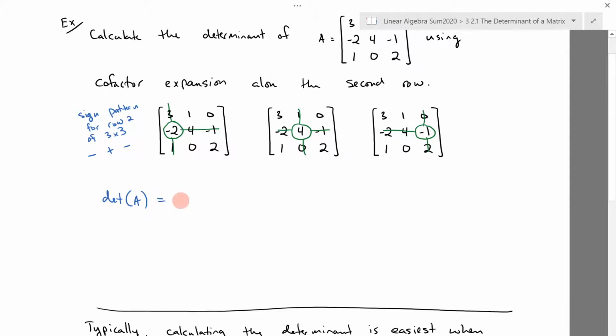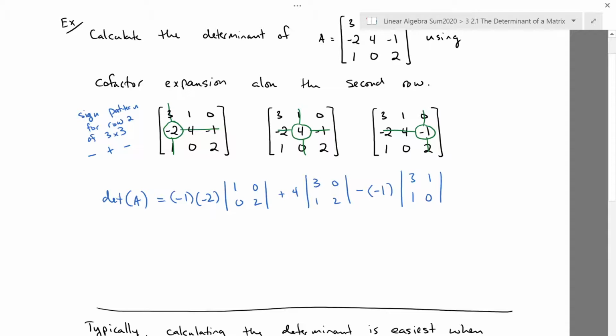Right, so I have a -1 for the first entry, then the actual entry is a -2. And then I take the determinant of the submatrix, 1, 0, 0, 2. And then the second entry has a plus, and the actual entry is a 4, and then the determinant of the submatrix, 3, 0, 1, 2. And then the third entry has a minus, so an extra minus, and the entry itself has a -1. And then the submatrix is 3, 1, 1, 0.